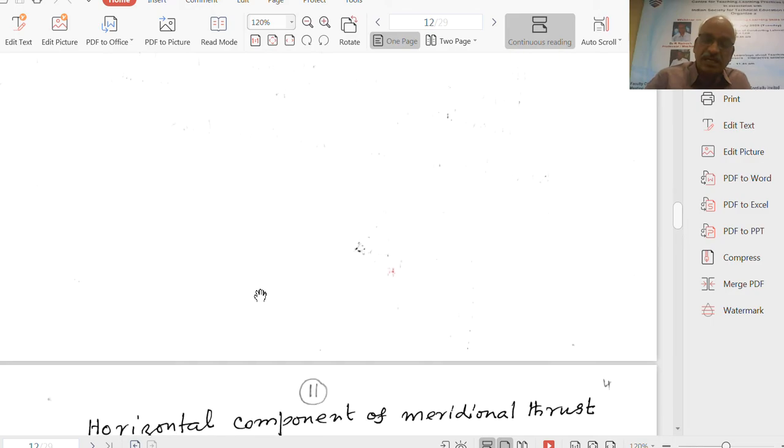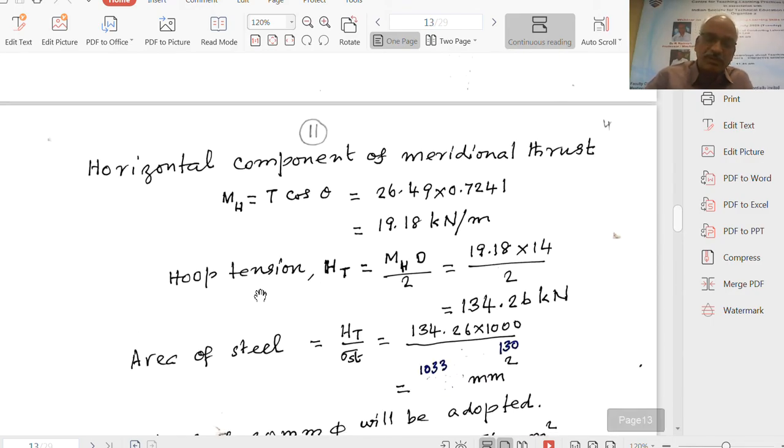Next is that of the hoop tension caused in the ring beam. So the ring beam will be subjected to hoop tension.